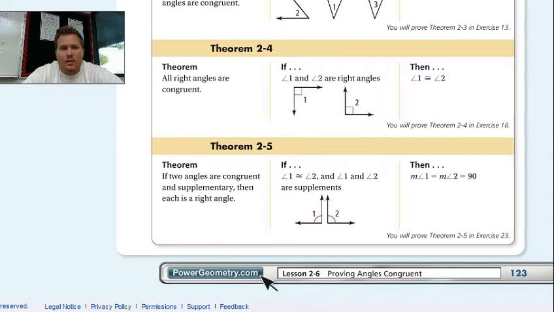And then theorem 2.5, let's write this one down. If two angles are congruent and supplementary, then each angle is a right angle. Supplementary means they add up to 180, so each of them is a right angle, which means they are both 90 degrees, and they both have to be the same angle. Perfect. Alright, let's get to some examples.